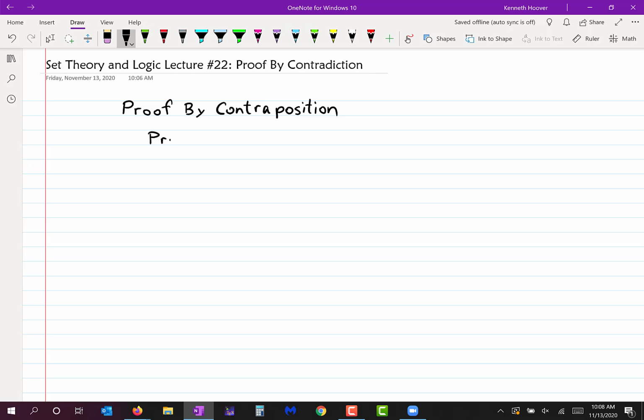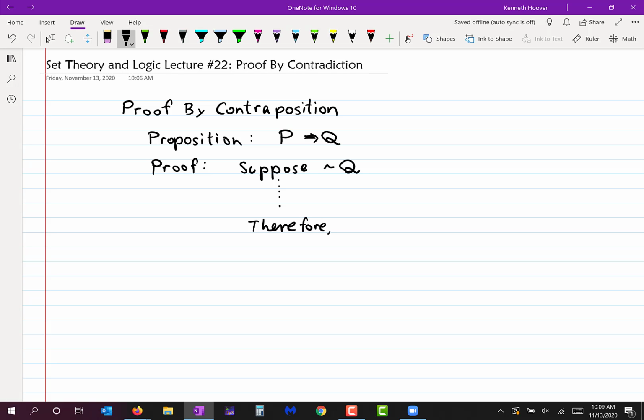So we had a proposition which was something like this: P implies Q. Okay, and you do the proof by supposing the negation of Q and deriving the negation of P. Okay, now what we're going to do this time is going to be proof by contradiction.